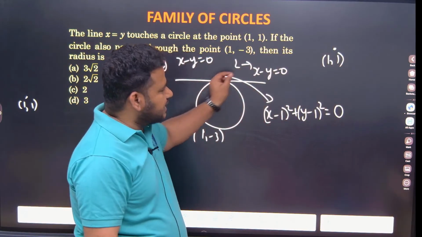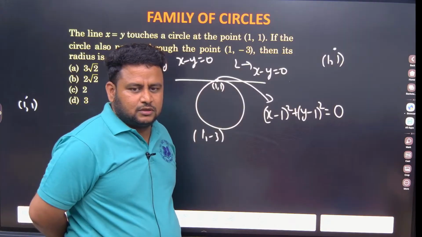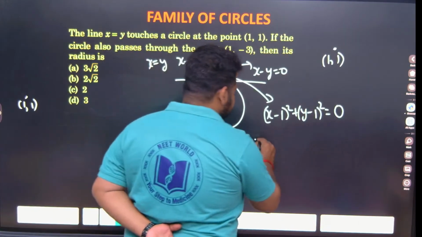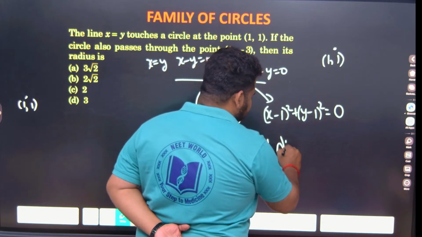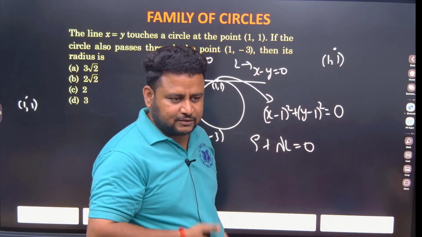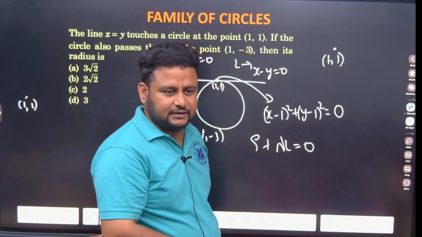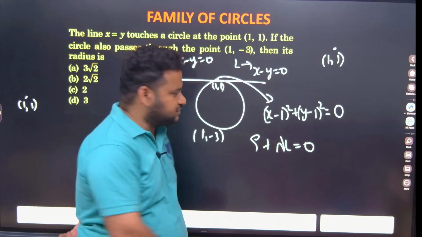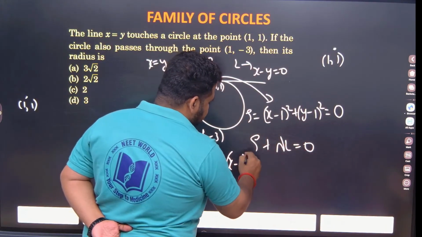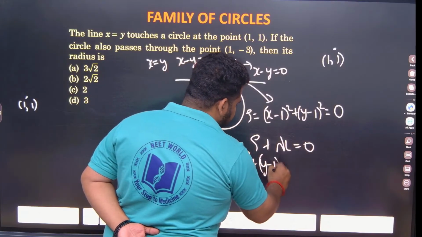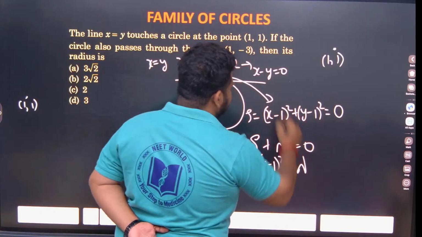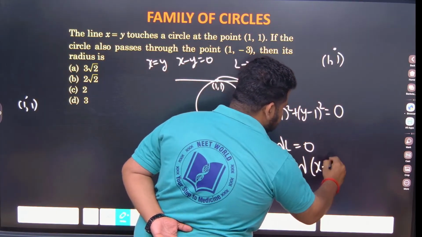Now for a point circle and a line, what is the equation I wrote? S plus lambda L is equal to 0. Let us write that. See what all I am writing, that you have to apply, not just make notes and mug up. You have to apply what we are writing. So S plus lambda L is equal to 0. S is what here? This one, (x minus 1) whole square plus (y minus 1) whole square, plus lambda into L. L is what here? x minus y is equal to 0.